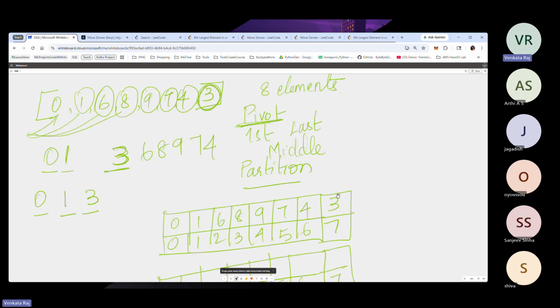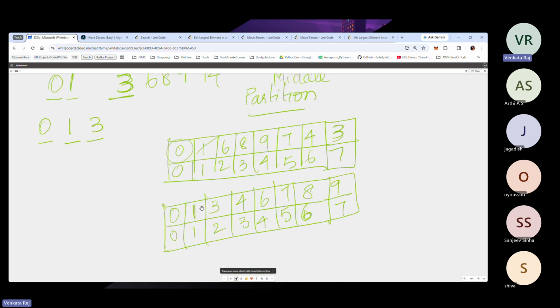The least possible value is 0. Okay, I place it here. Then 1. Then 3. I don't find 2 at all, so 3. Then I have 4. There is no 5. Then 6. Then 7, 8, 9. And this is how the array will look after sorting, right?